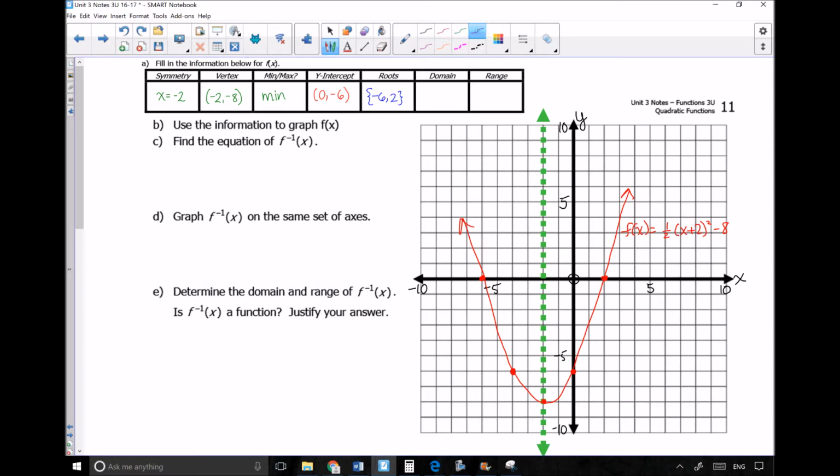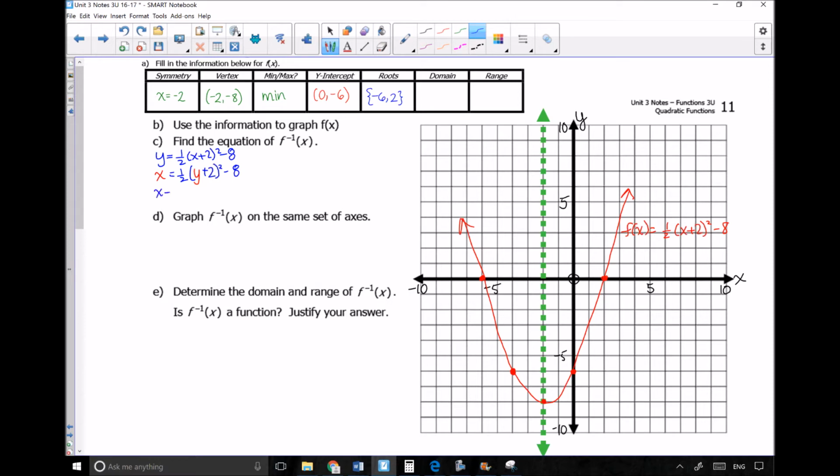So to find the inverse of f of x, if the equation is y equals 1/2 times (x plus 2) squared minus 8, I'm going to take x and y and I'm going to swap them. So I'm going to say x equals 1/2, and then instead of x right here, I'm going to use y. So I'll have (y plus 2) squared minus 8. And remember, our goal is to get that y alone. So I'm going to add 8 to both sides.